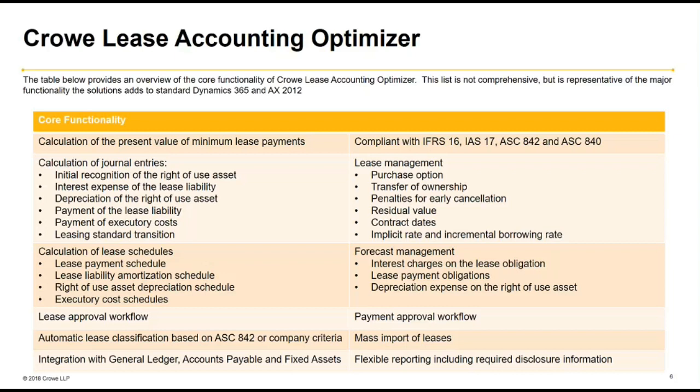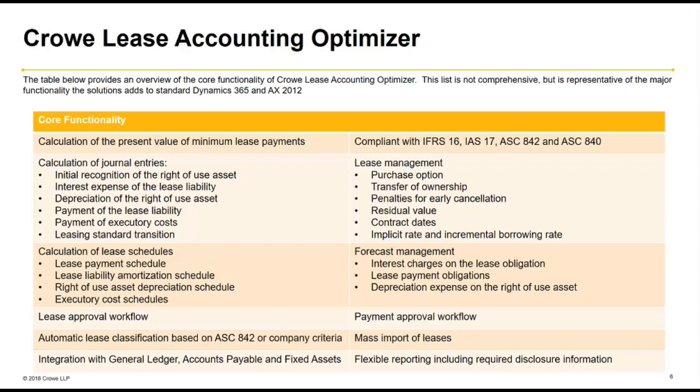There are then new journal entries you're going to have to make, recognizing this asset on the balance sheet, recording the interest expense for the lease, recording the depreciation, recording the payment information. There's other costs such as common area maintenance, insurance, cleaning expenses that you might want to associate with this lease. And of course, there's a whole transition moving to this new standard. So that's what we're able to bring you in the Crowe Lease Accounting Optimizer.